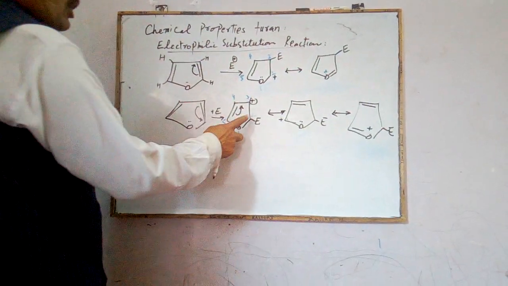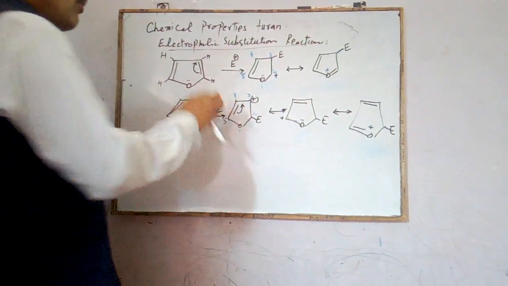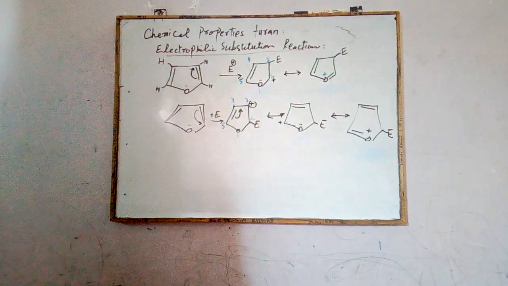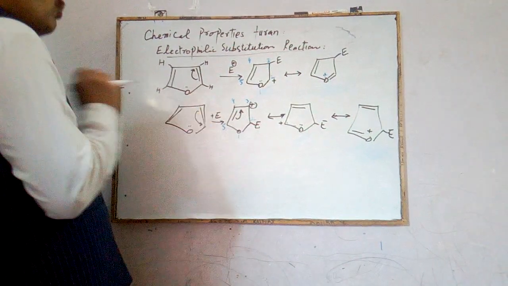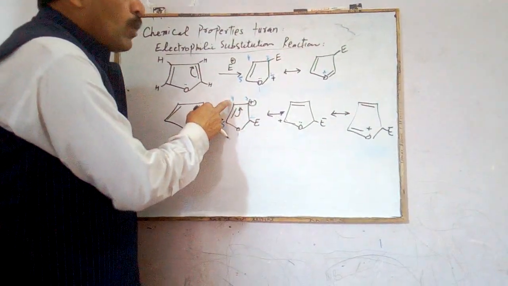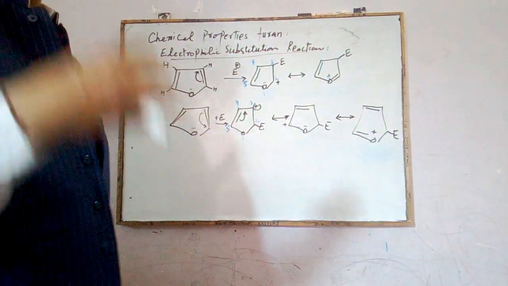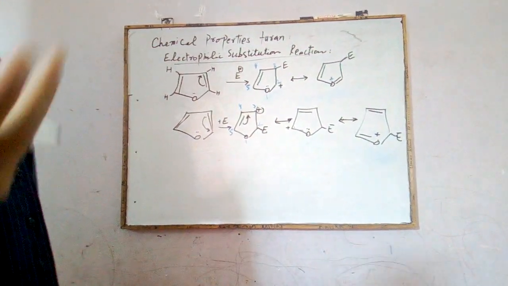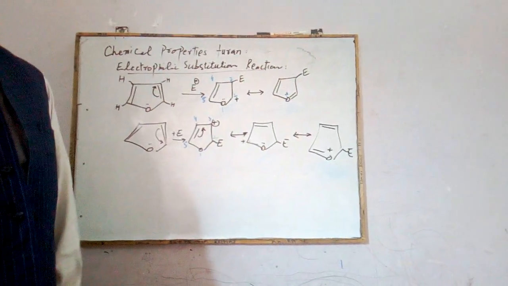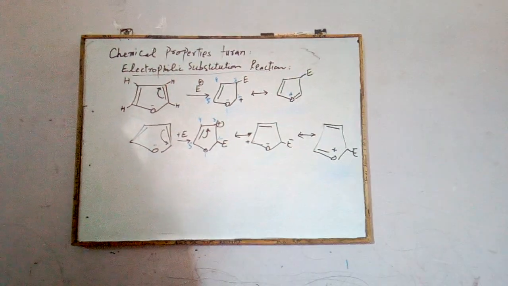It means that position 2 and position 4 are more feasible for electrophilic attack. This shows that if position 2 and position 4 are already occupied by any other electrophile, then position 3 and position 5 may also attach an electrophile.